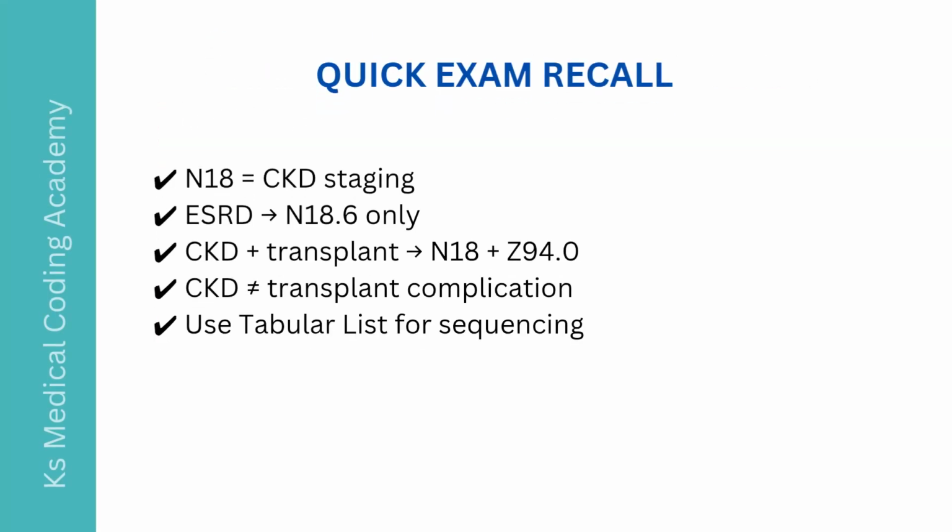Quick exam recall. Remember these key rules. N18 codes represent CKD staging. ESRD is always coded as N18.6 only. CKD with transplant requires N18 plus Z94.0. CKD alone is not a transplant complication. Always follow the tabular list for sequencing.